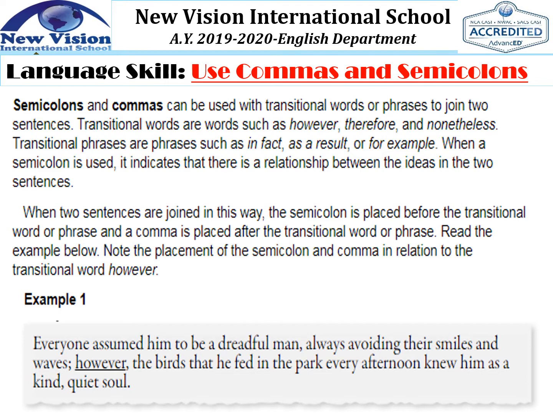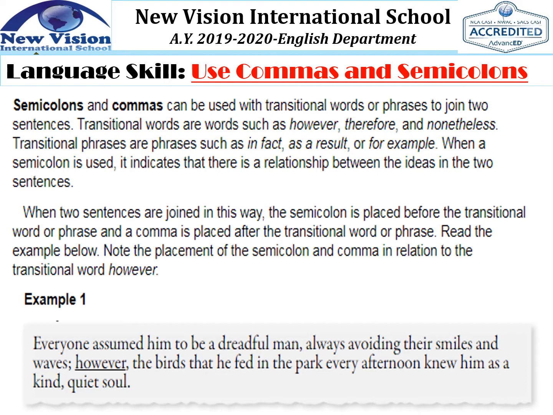When a semicolon is used, it indicates that there is a relationship between the ideas in the two sentences. When two sentences are joined in this way, the semicolon is placed before the transitional word or phrase, and then a comma is placed after the transitional word or phrase. Now, we are going to read the example below.